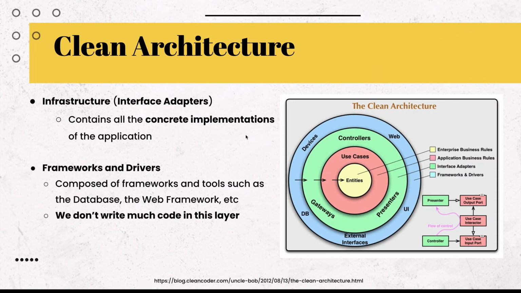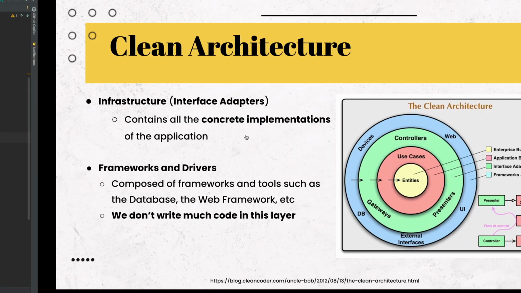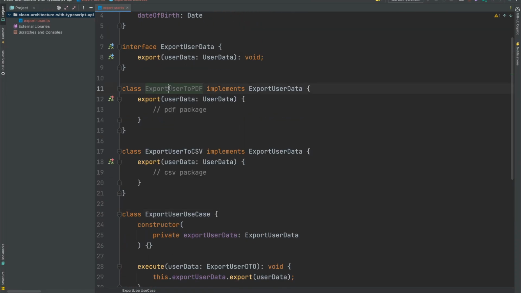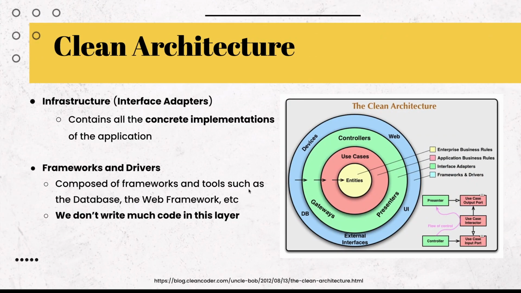And the other layer is the infrastructure one, which is basically where we are going to define all the adapters of our application. For example, the export user to PDF, the export user to CSV. It's also in this layer that we're going to define the repositories to interact with our database, for example, and so on, okay? So this is the layer where we're going to define the adapters.